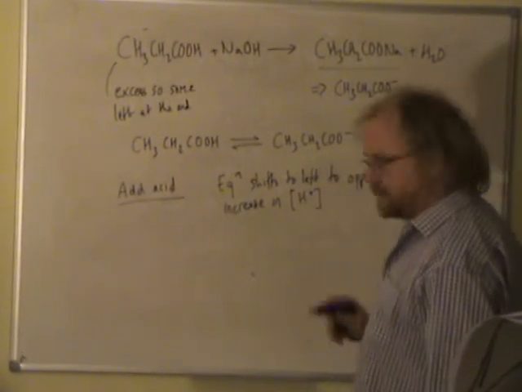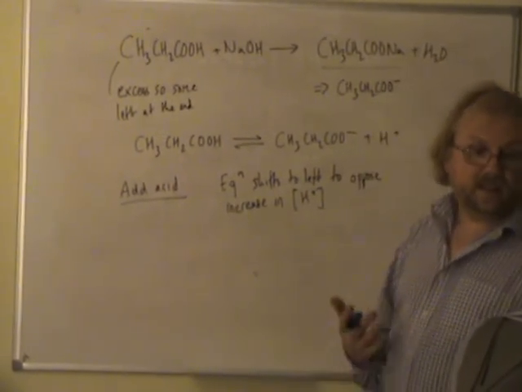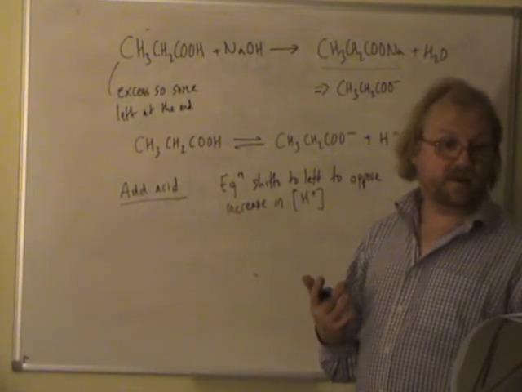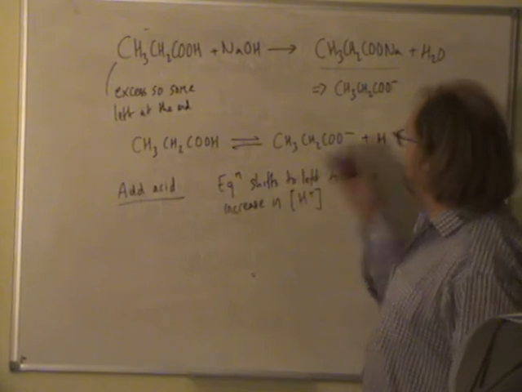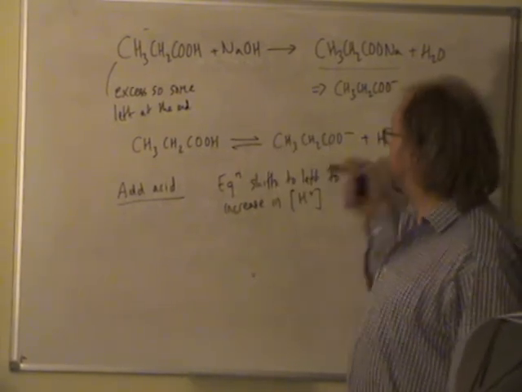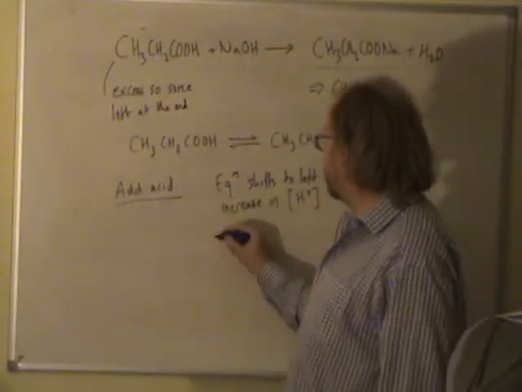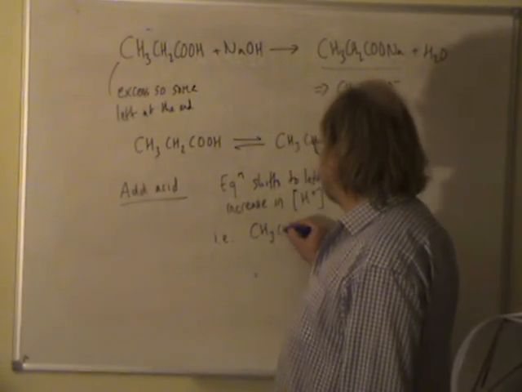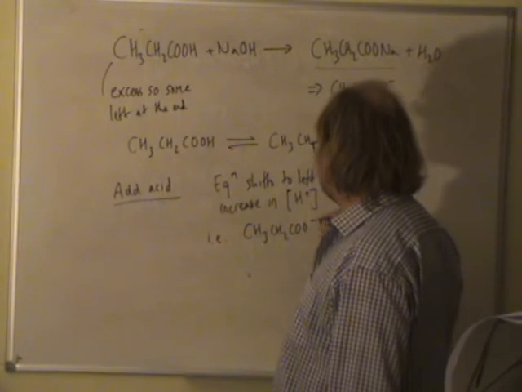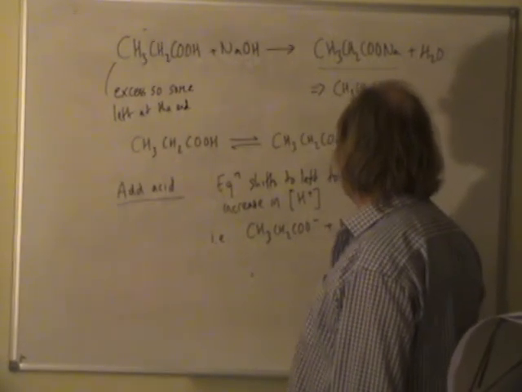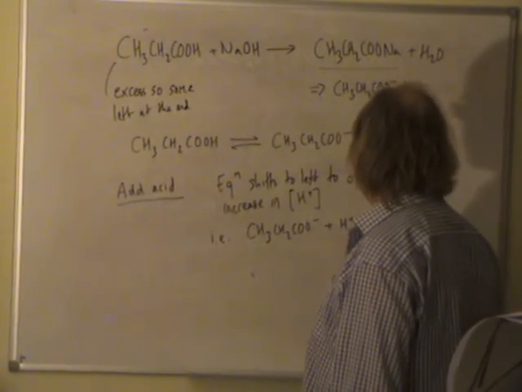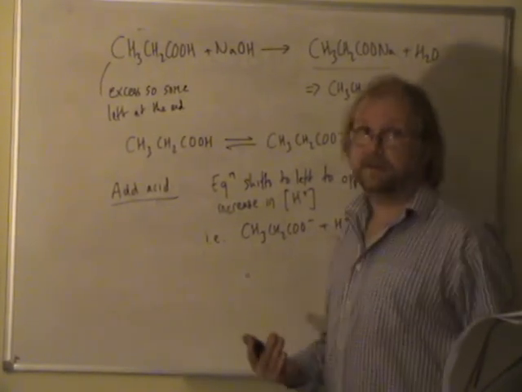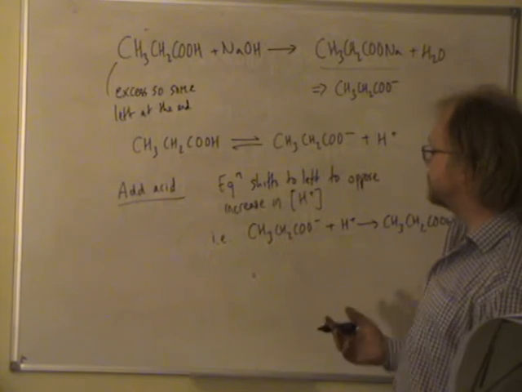And then again, because the question says you've got to use equations, we've got to just say, well, what is that reaction when it shifts to the left? In other words, we've just got to write out the back reaction and say, i.e. CH3CH2COO minus reacts with H plus to give you propanoic acid. So that's easy. That explains how the buffer solution copes with the added acid.